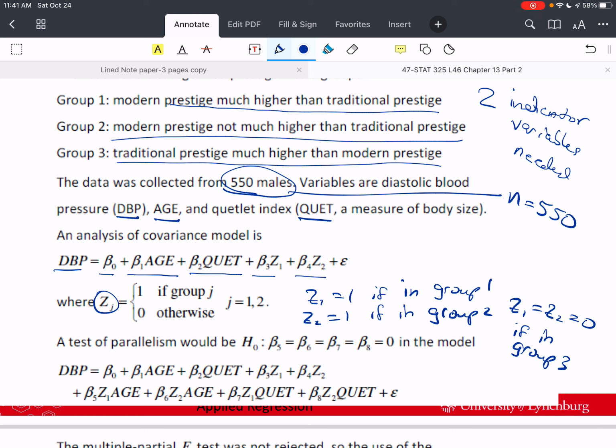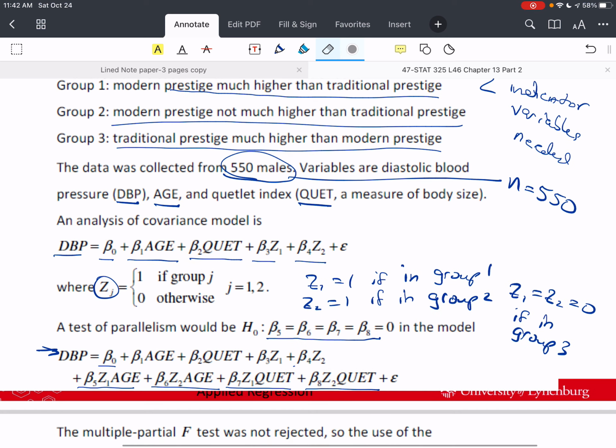Now in this model, where we have beta naught, beta 1 age, beta 2 Quet, beta 3 Z1, beta 4 Z2, we need to add the interaction terms: Z1 age, Z2 age, Z1 Quet, Z2 Quet. If beta 5, 6, 7, and 8 are all 0, then we can say that we have parallel lines, if you remember from our previous discussion of dummy variables in Chapter 12 and some of the previous examples we've done here in Chapter 13.